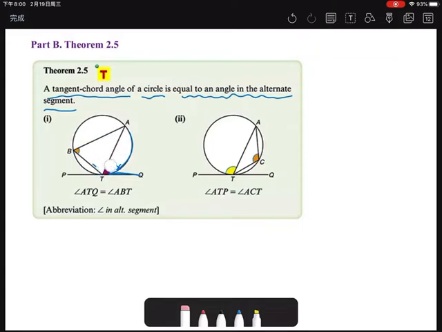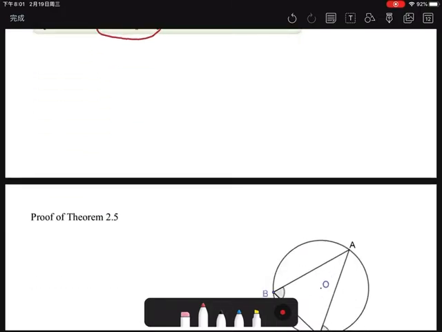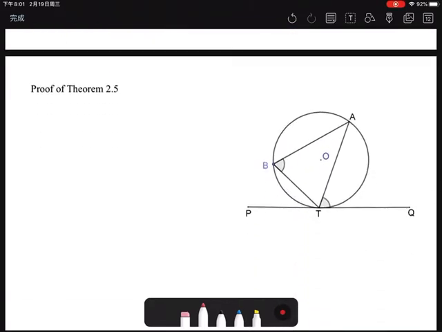This is a way for us to identify the tangent-chord angle and also the angle in alternate segment. Here is the meaning of the theorem: tangent-chord angle equals angle in alternate segment. The short form of the theorem is called angle in alternate segment. The theorem tells us that the tangent-chord angle equals the corresponding angle in alternate segment. Please know that.